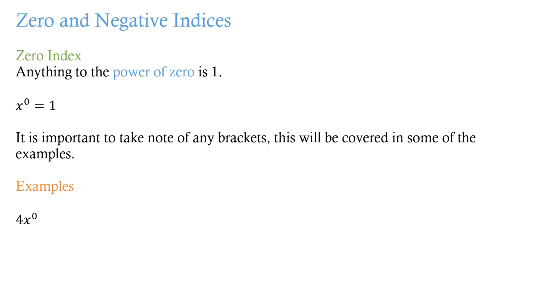Now I want to repeat that. Anything to the power of 0 is 1. So if you have a look at our example there, x to the power of 0 equals 1. Now it's important to note any brackets involved in the expression, because this may alter how you answer the question. And I'm going to cover that in some of the examples. So the first example we're going to look at is 4x to the power of 0.